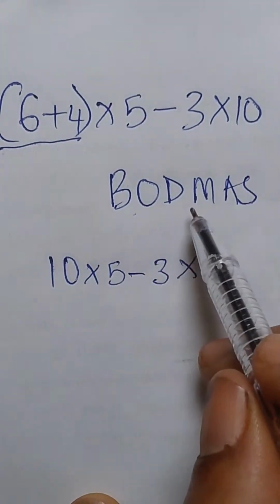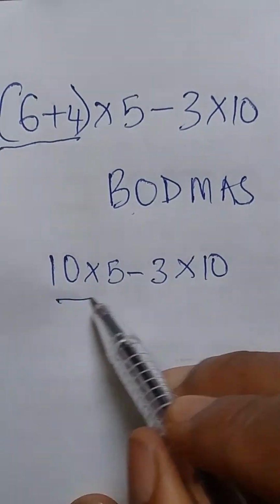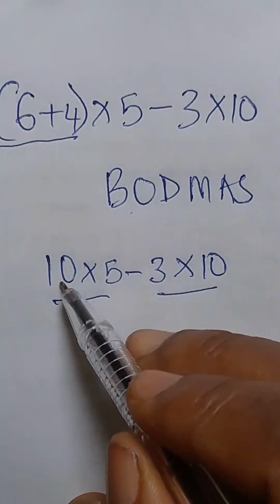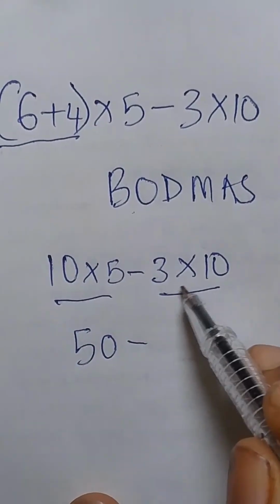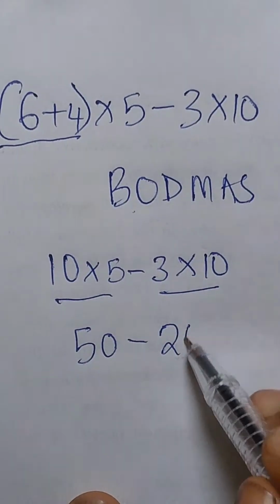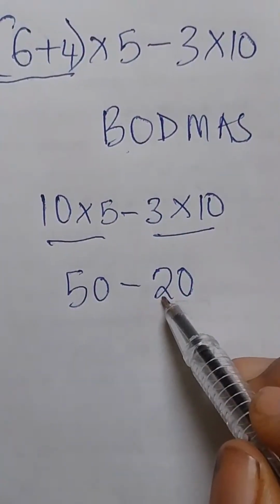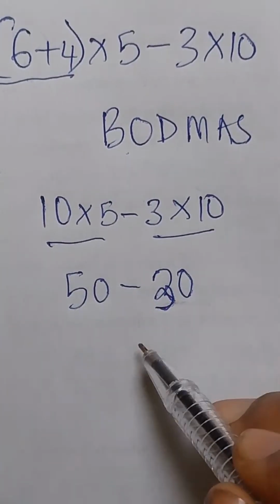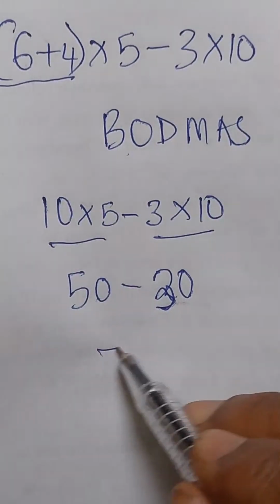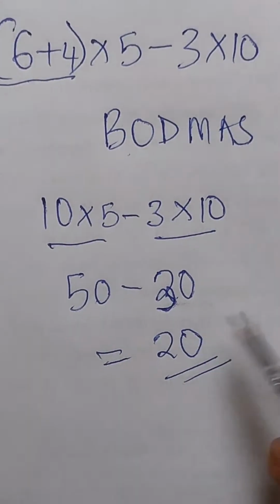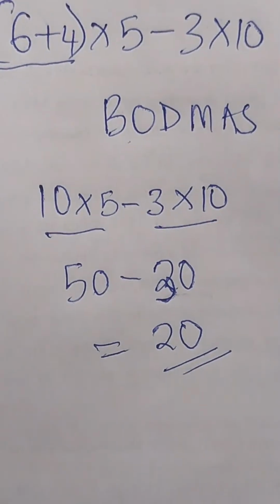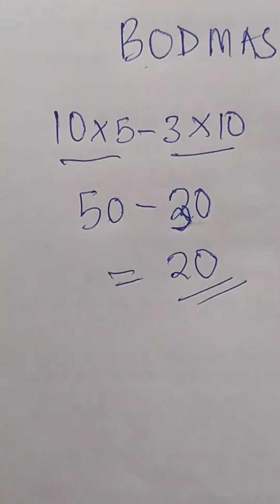The next thing is what? Multiplication. We multiply both sides separately. 10 times 5 is 50, minus 3 times 10 is, sorry, 30. 50 minus 30 is 20. So that is the answer. So thank you, Abiodun and Pure Rain. You guys solved this correctly. So let's try the next question.